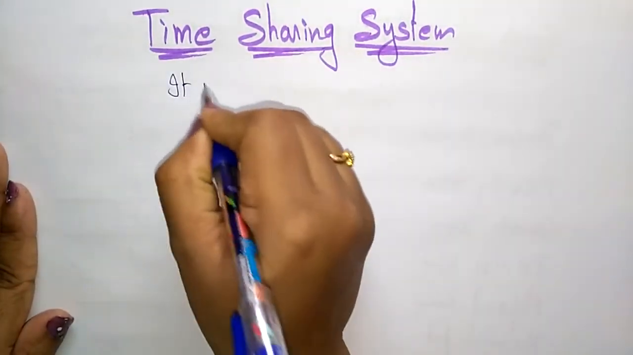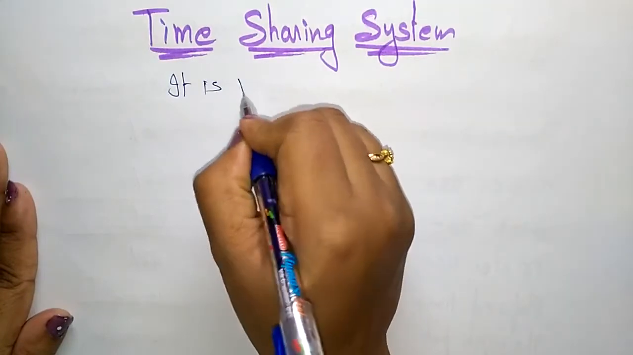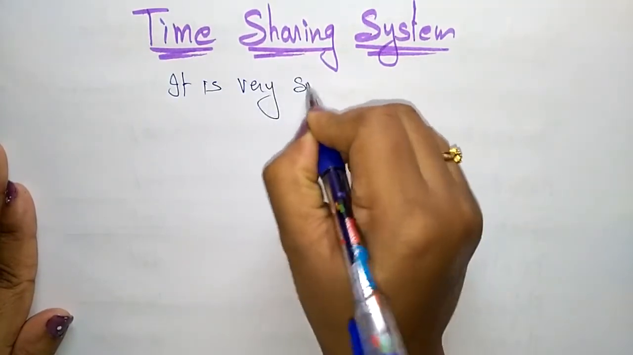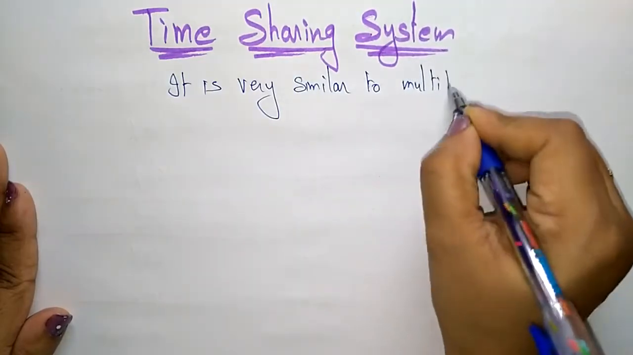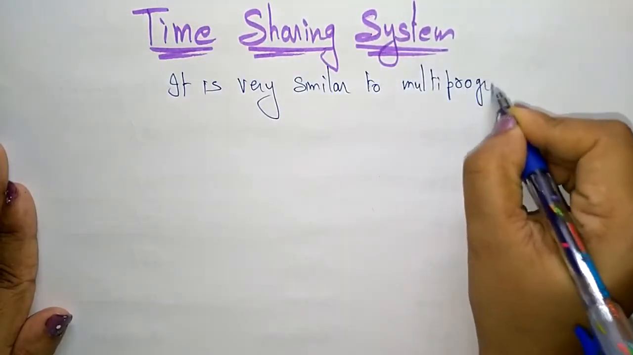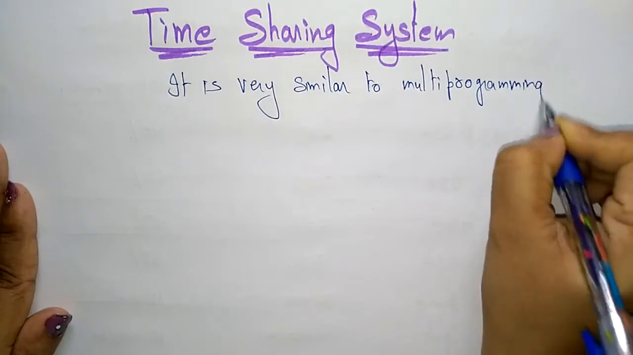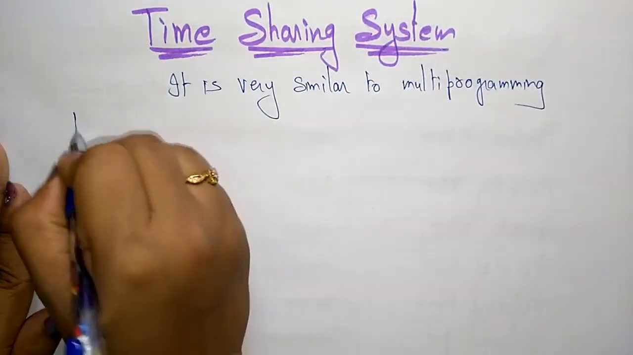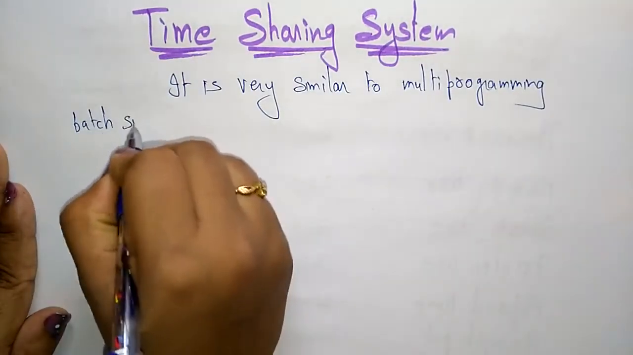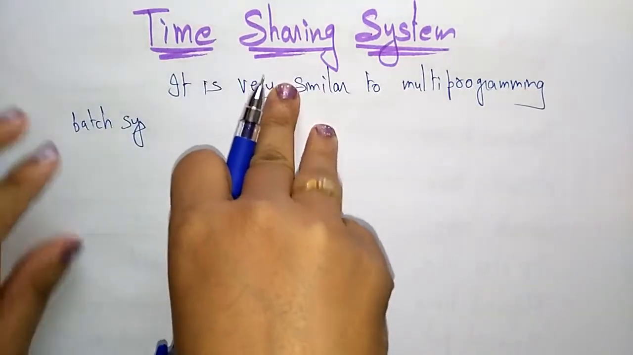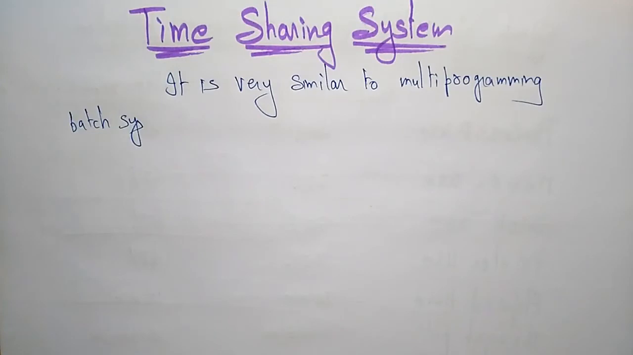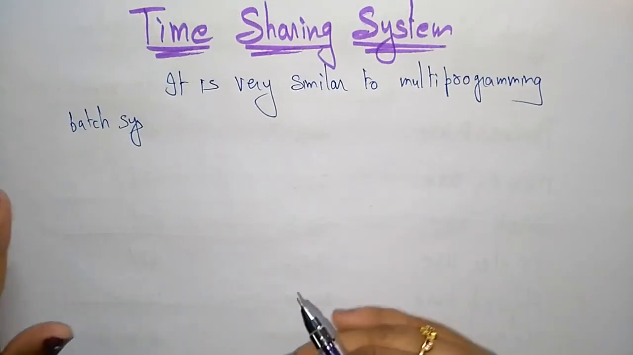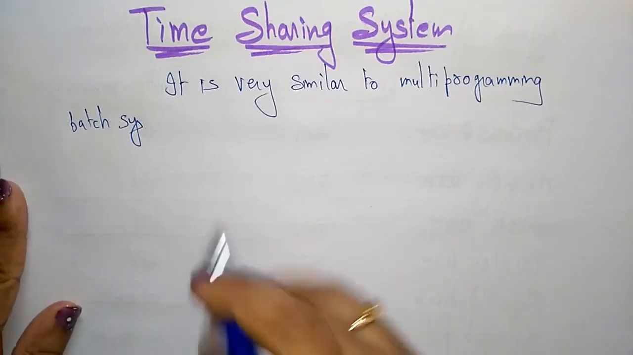This time sharing system is very similar to the multi-programming batch system. What the multi-programming batch system is, I explained in the previous video, so just go through it. This time sharing system is just similar to the multi-programming batch system, meaning all the programs can be executed simultaneously. So here the processor idle time will be reduced.